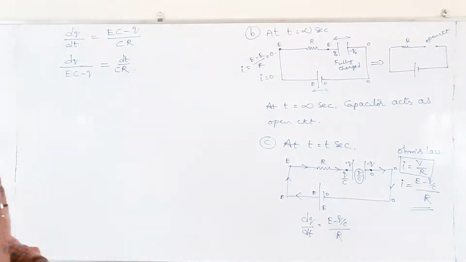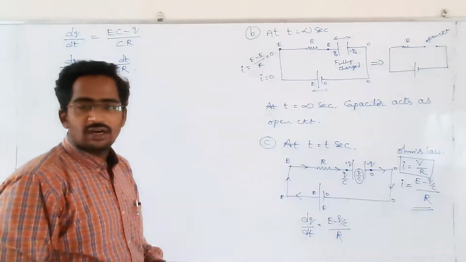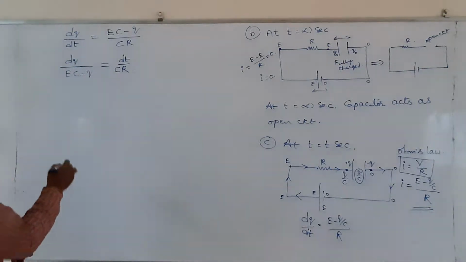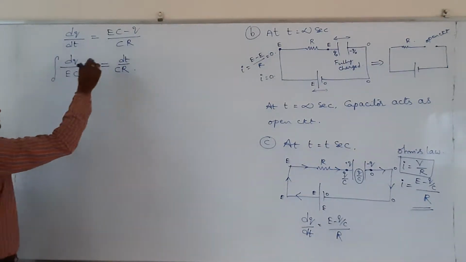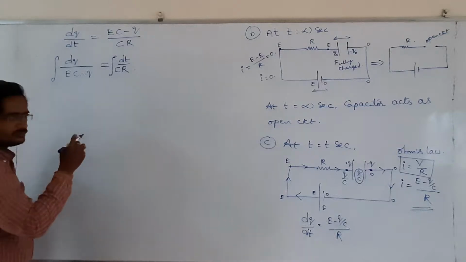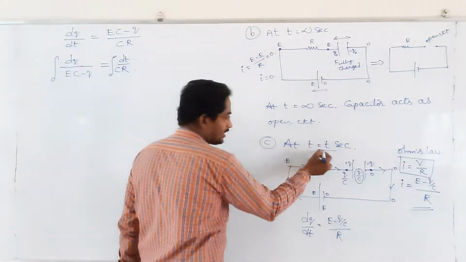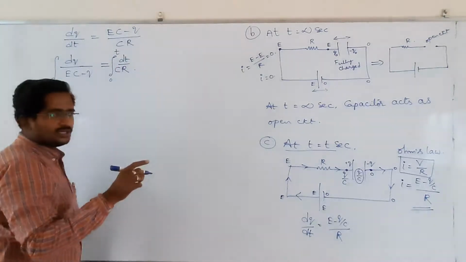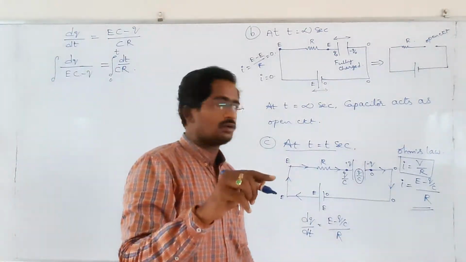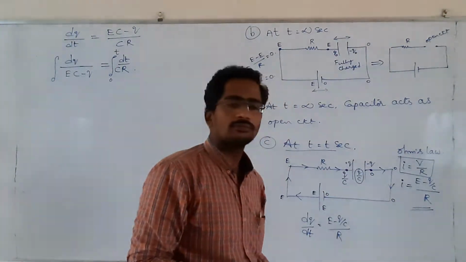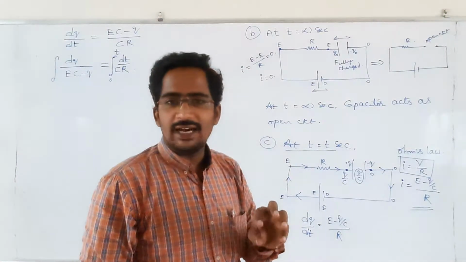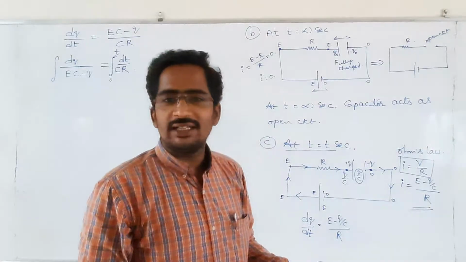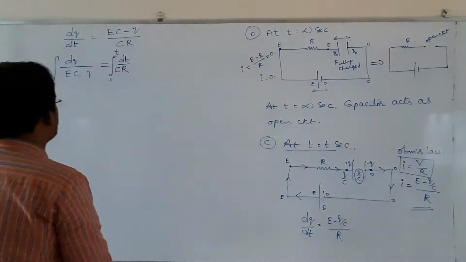Now we are going to integrate that. Whenever you integrate it, what are the limits of time? 0 to t, time limits. What about the charge limits? 0 to q. Initially the charge value is 0, but at the time of t seconds, what is the charge? q. So 0 to q.